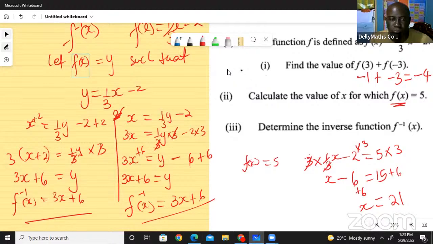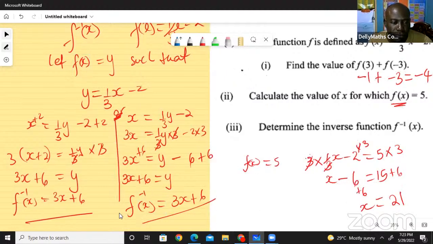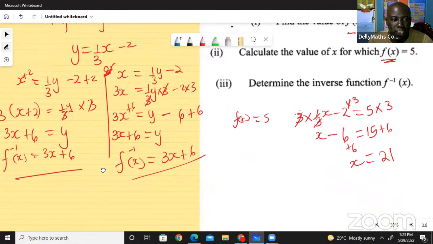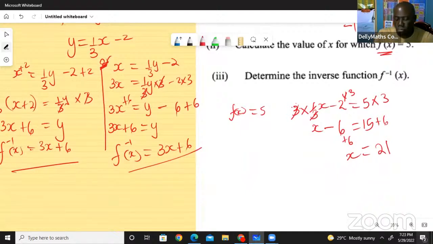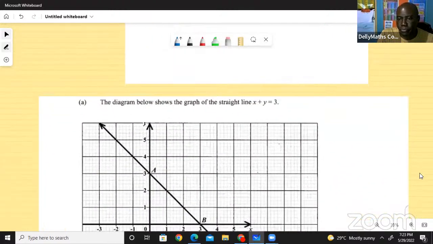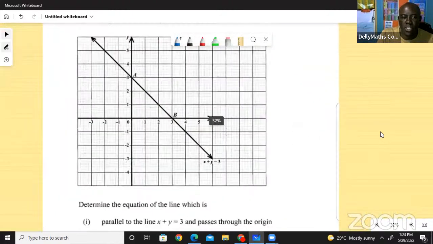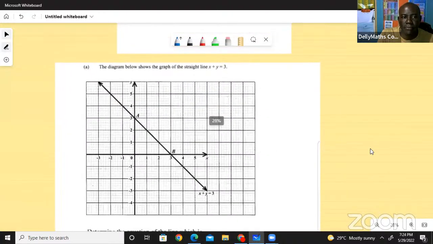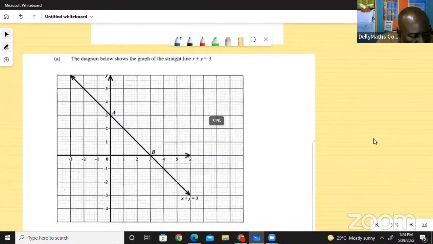All right, so that's the inverse there. Moving up some more. What question is coming? Oh, it looks like it's another coordinate geometry question, but it looks different from the one that we did before. So let's go.